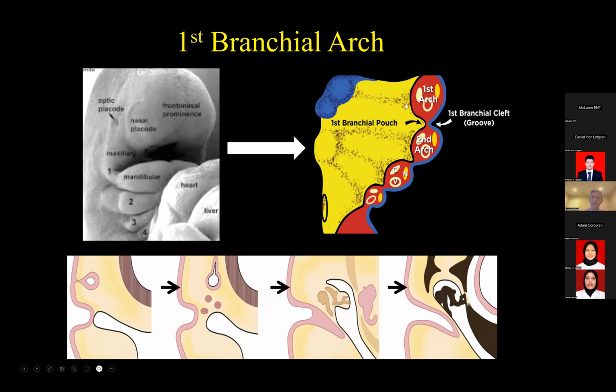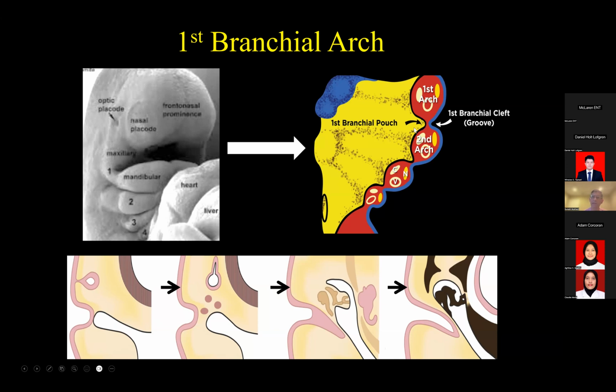So when we look at development of the branchial apparatus, like I mentioned before, this is external and this is internal. Each branchial arch has a cartilage, it has a nerve, and it has a vessel. And when we look at outside, at the developing embryo, this is the first branchial arch, and this is the first branchial groove. As this first branchial groove starts to invaginate, this ends up forming the external auditory canal, which is seen here.